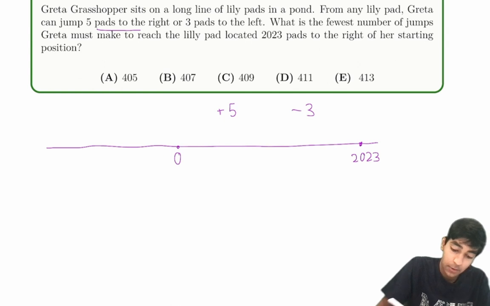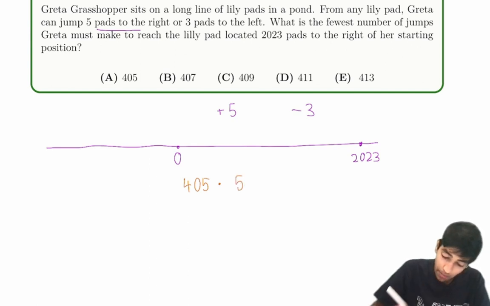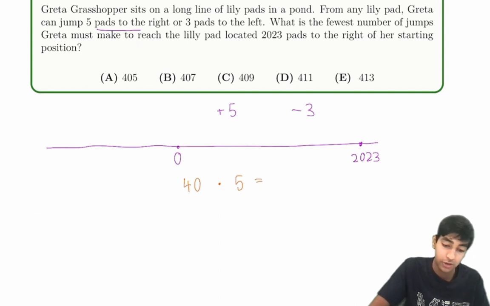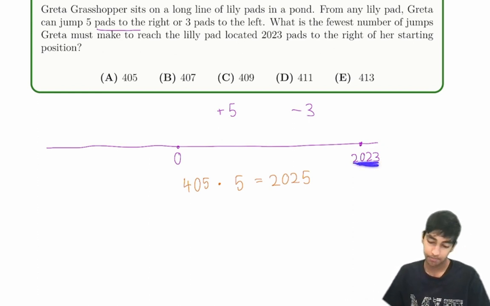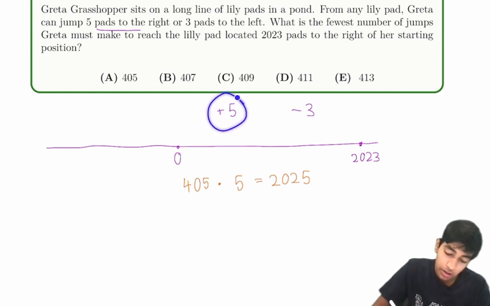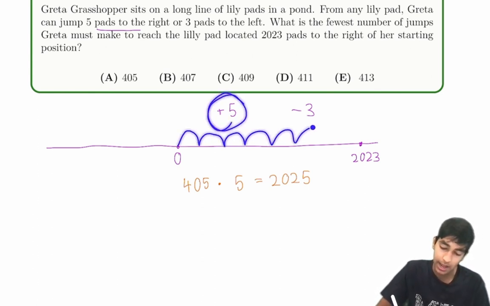Okay, so let's say we have 405 of these jumps that move 5 right. So 405 of these plus 5 jumps will take us to 2025. And like I said earlier, that's above 2023. Okay, so notice that if we only take these jumps, we'll only land on multiples of 5.